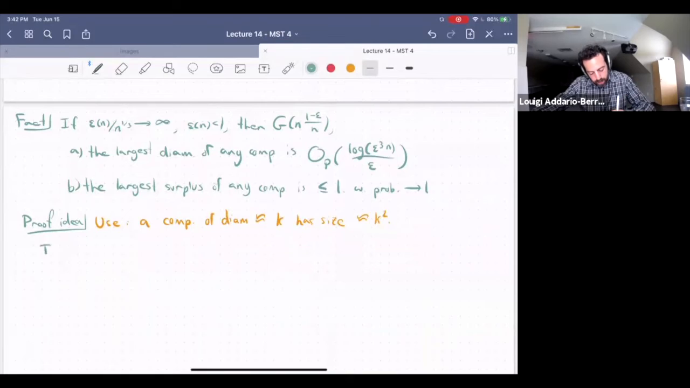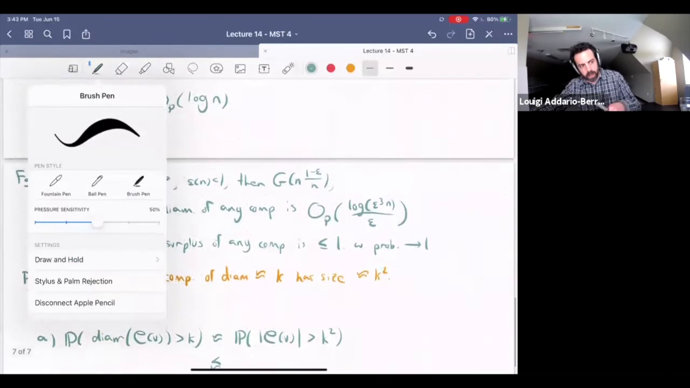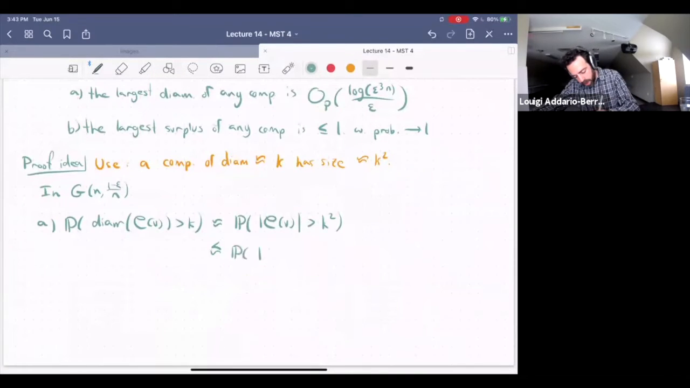Okay, so we're focusing now on the graph G(n, (1 minus epsilon)/n). So what's the probability that the diameter of a component is bigger than k? Right away we'll use this heuristic that we didn't prove. This is roughly the probability that the component has size bigger than k squared. And now just using the coupling with Poisson branching, we know that that's at most the probability that a Poisson(1 minus epsilon) branching tree has size bigger than k squared.